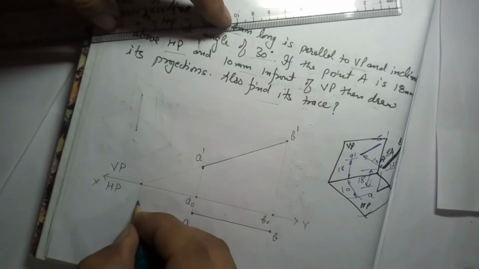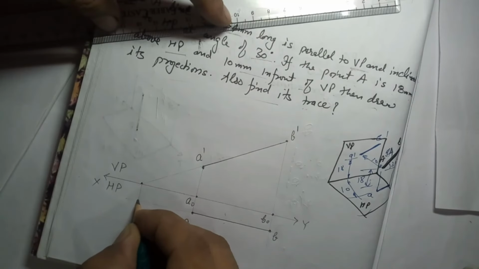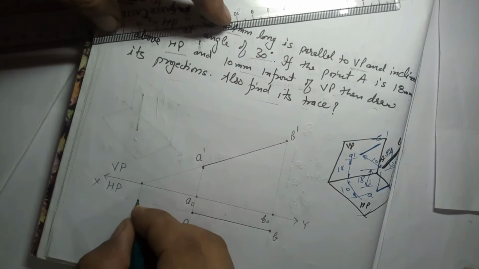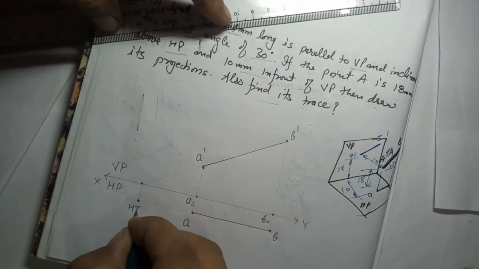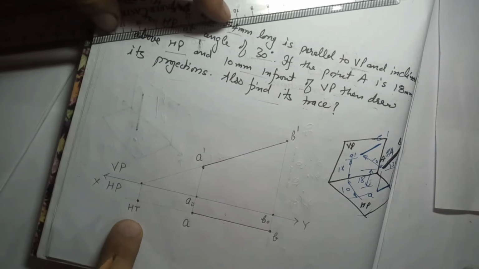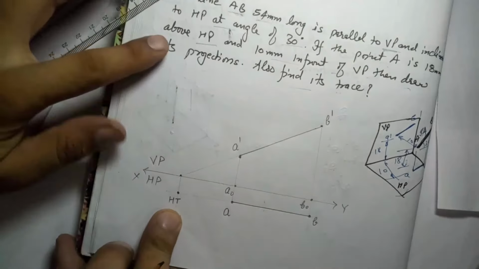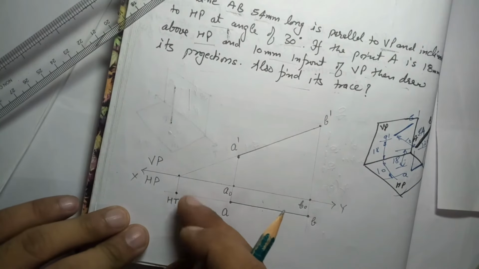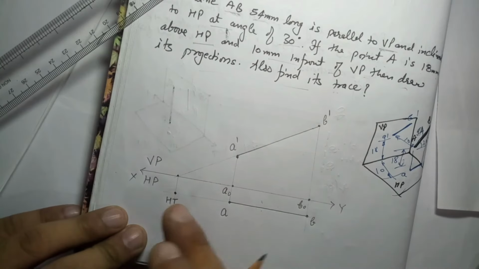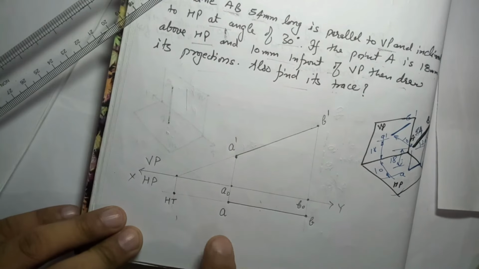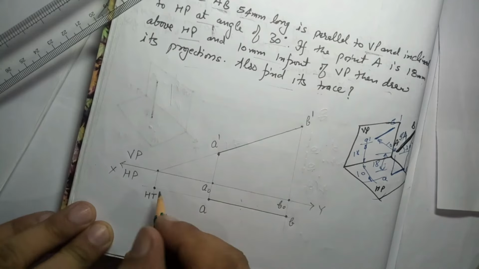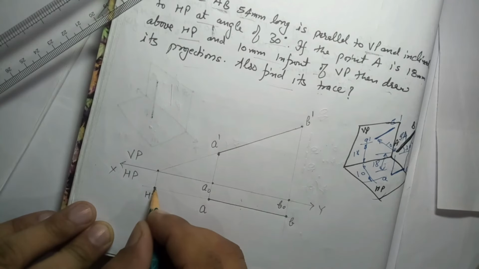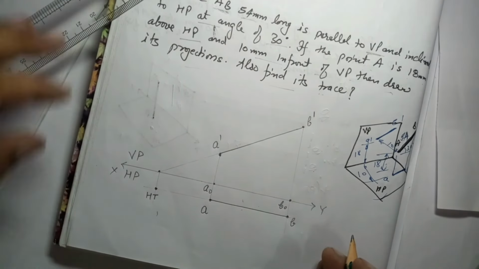So the intersection point is known as the trace, as the line is inclined to HP. This point is known as HT. We represent HT like this. This is the point we have to find out. Otherwise, we can also find the length of the trace. If they ask for the length of the trace, then we will have another way, but right now we will only locate the trace. So this point is HT, the horizontal trace. Now we will do the dimensioning.